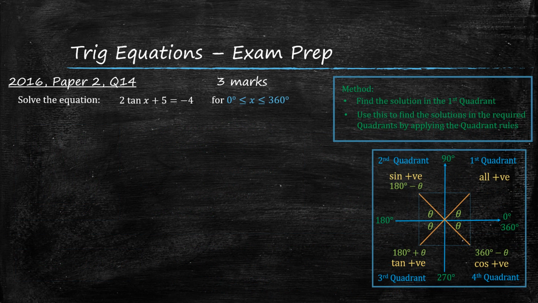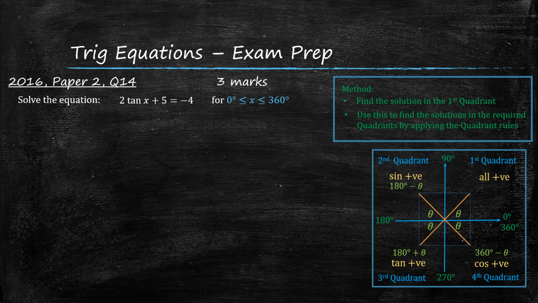Our next question is on trig equations. In 2016 paper 2 question 14, for 3 marks, we're asked to solve the equation 2 tan x plus 5 equals negative 4, where x is in the range 0 degrees to 360 degrees.